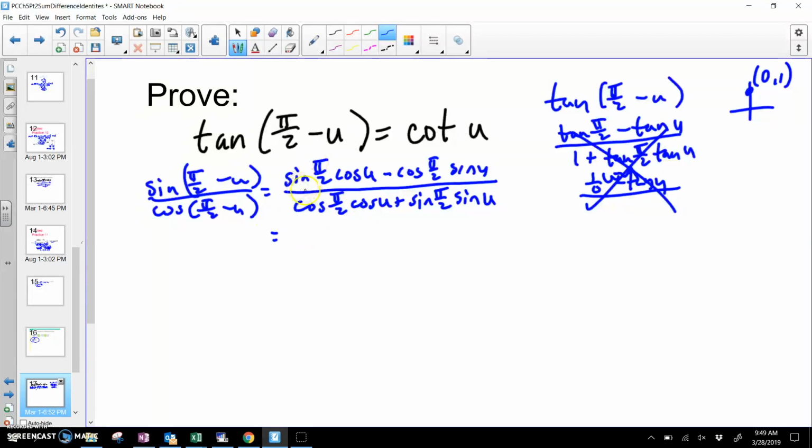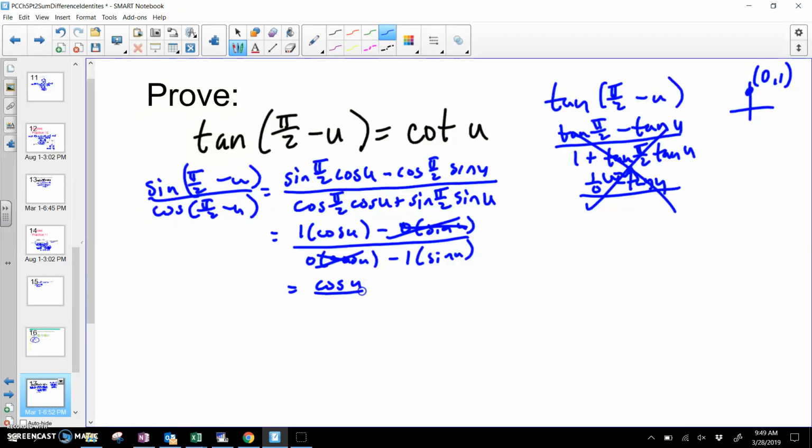All right, I'm going to work down from here. Sine of pi over 2 we already said is 1, so we have 1 times cosine u minus cosine pi over 2, which is 0, times sine of u, over cosine we said is 0. Cosine u minus 1 times sine u. So the zeros go away. I'm left with cosine u over sine u, which is cotangent, which is what I wanted.